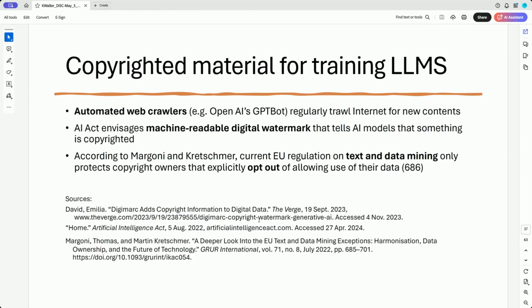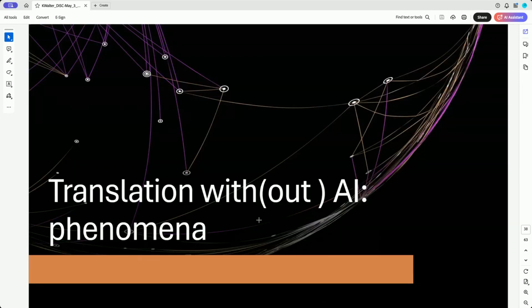Large language models are making the issue of copyright more complicated again, because automated web crawlers regularly troll the internet for new contents. We don't know what this is going to look like yet, but the AI Act envisages a machine-readable digital watermark that tells AI models that something is copyrighted and not to be used. So the current EU regulation on text and data mining only protects copyright owners that explicitly opt out of allowing the use of their data.